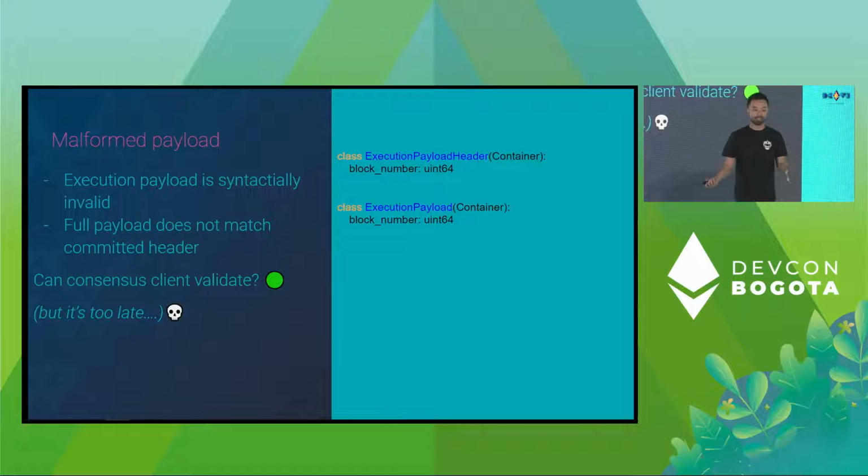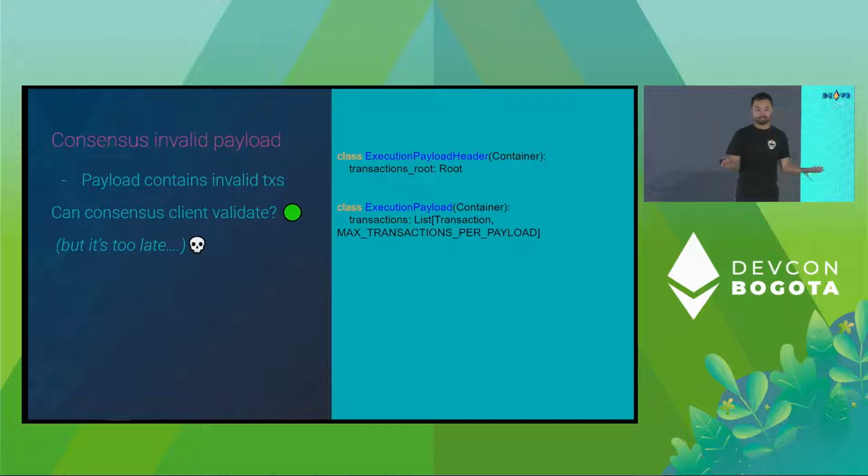A malformed payload, similar to a malformed header, just means that it is invalid, like the full payload does not match the header. Can the consensus layer client validate? Yes, it can, but hey, it's too late. At that point, you lost the block already. There's not much you can do. And it's the same with a consensus invalid payload. You can validate the transactions now because we see everything, but it's too late, sorry.